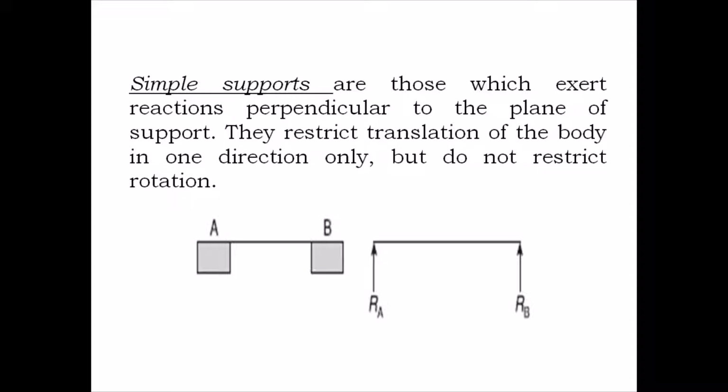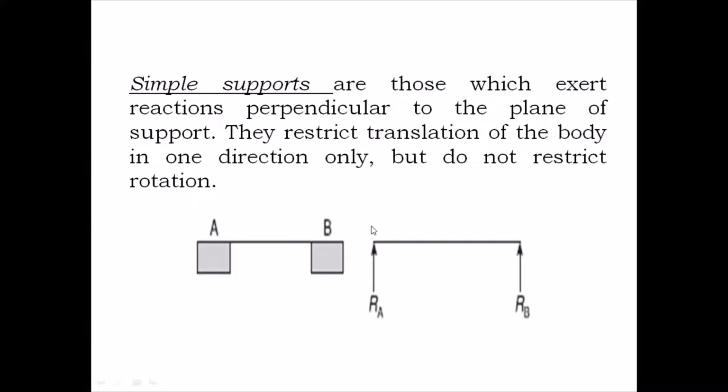Now, what is this rotation of the beam? Once we come ahead in this lecture, you will clearly understand what actually the rotation of the beam is. I hope simple supports is clear to everyone. Simple supports are the supports which are given to the beam. These supports will have reactions which will be perpendicular to the plane of action. They will restrict only the translation in one direction, but they will not restrict the rotation. So this is all about simple support.